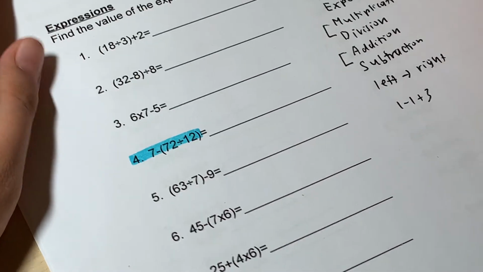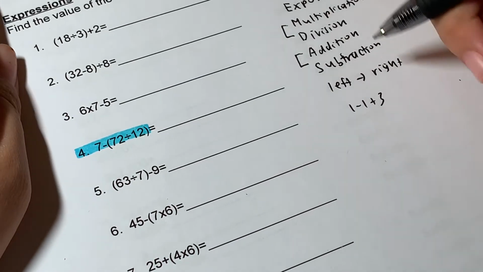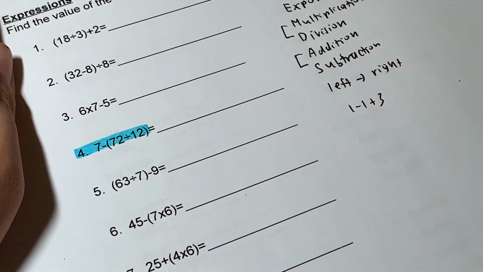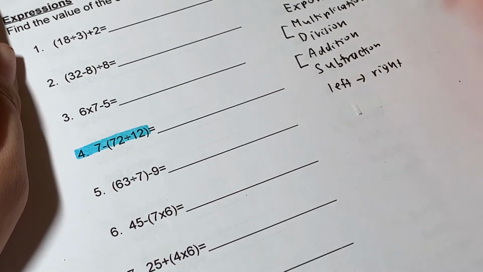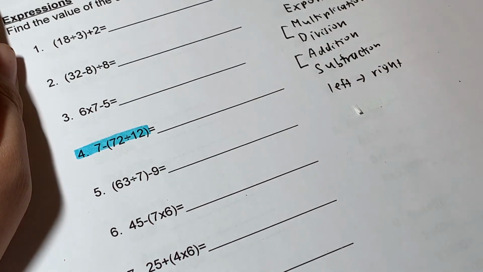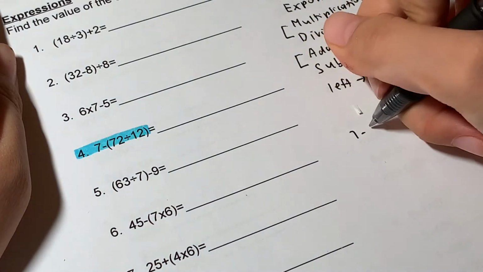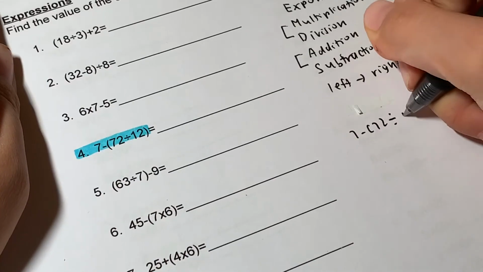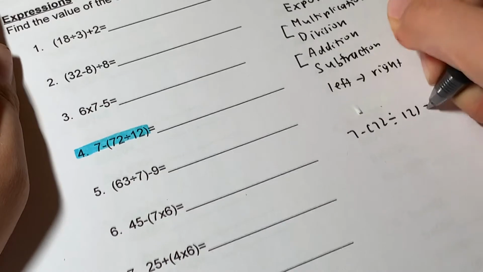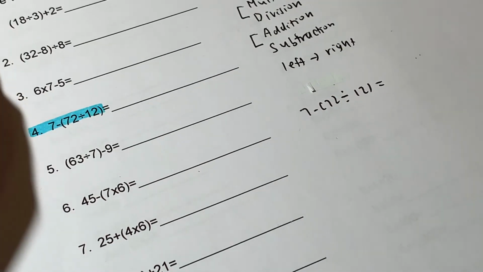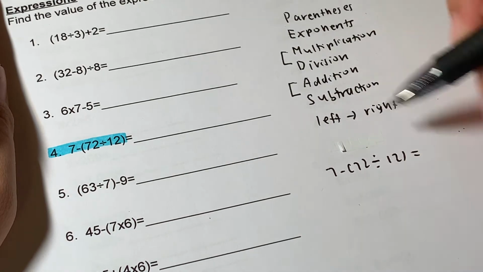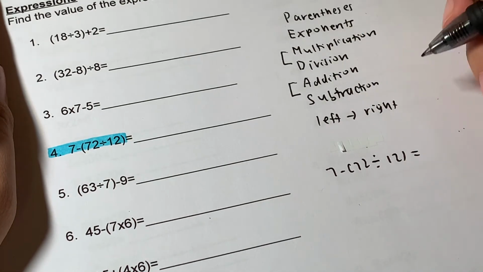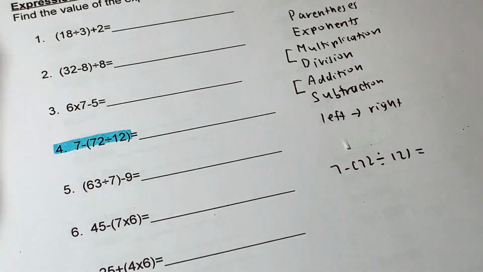All right, let's get started. I'll just write that out again. 7 minus 72 divided by 12. Now, I want you to look here and let's see if we can have anything here that fits in PEMDAS. Okay, we have parentheses here, right? And that's P, so we do them first. We do the stuff in them first before I do anything else in the expression.